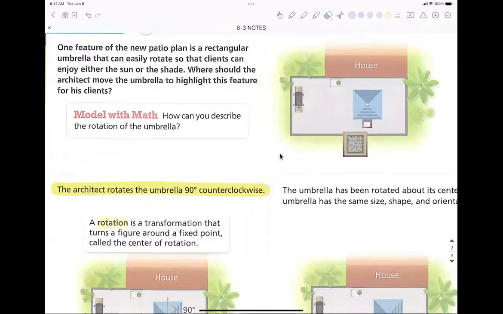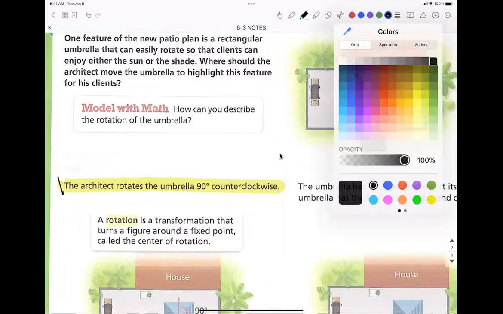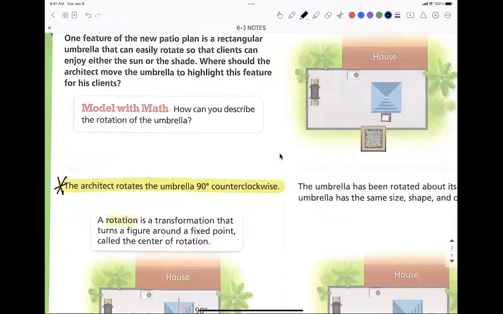Now, they just tell you right here, and just highlight this, okay? They tell you this right here. Okay, this is what the architect should do. He's going to rotate the umbrella 90 degrees counterclockwise. And we knew it was counterclockwise because of the positive 90, right?